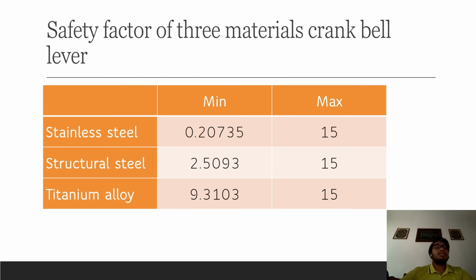and this is for the titanium alloy. From the software, we tabulated the safety factor of the three materials. The minimum value, the smallest value, is from the stainless steel, which is 0.20735. And for the maximum value, the three materials have the same value.